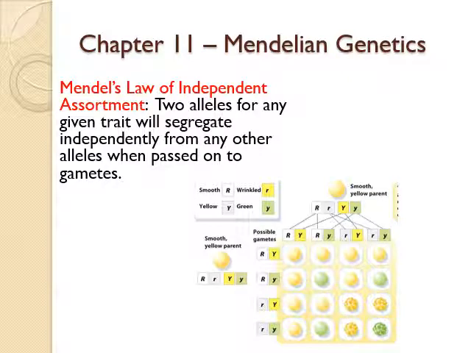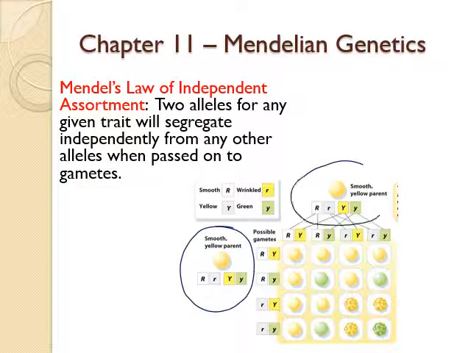The next law is independent assortment. For this one, it says that two alleles for any given trait will segregate independently from any other alleles when passed on to gametes. So this basically means that just because mom or dad has a certain phenotype doesn't mean that they're going to pass that on. So you'll see here we have a smooth yellow parent. So we have heterozygotes basically being crossed again. So we can kind of put them in the same situation. Let's pretend like we had a homozygous dominant and a homozygous recessive mom and dad, and then they created this F1 generation here. And then we're going to cross this F1 to get our F2 in this Punnett square.